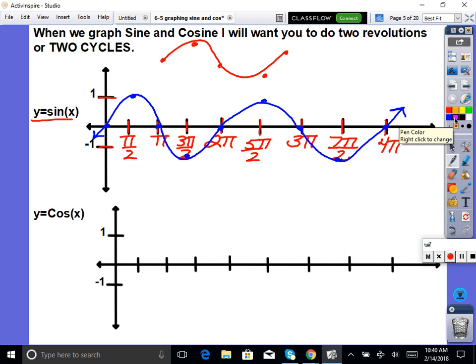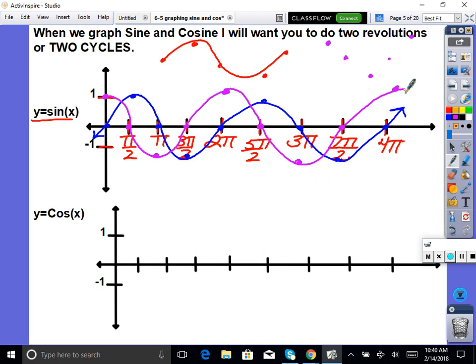So cosine is max, 0, min, 0, max. So here we go. Max, 0, min, 0, max. Max, 0, min, 0, max. And now I've drawn in 2 full cycles for cosine. We're going to ask you to draw in 2 cycles. All good?